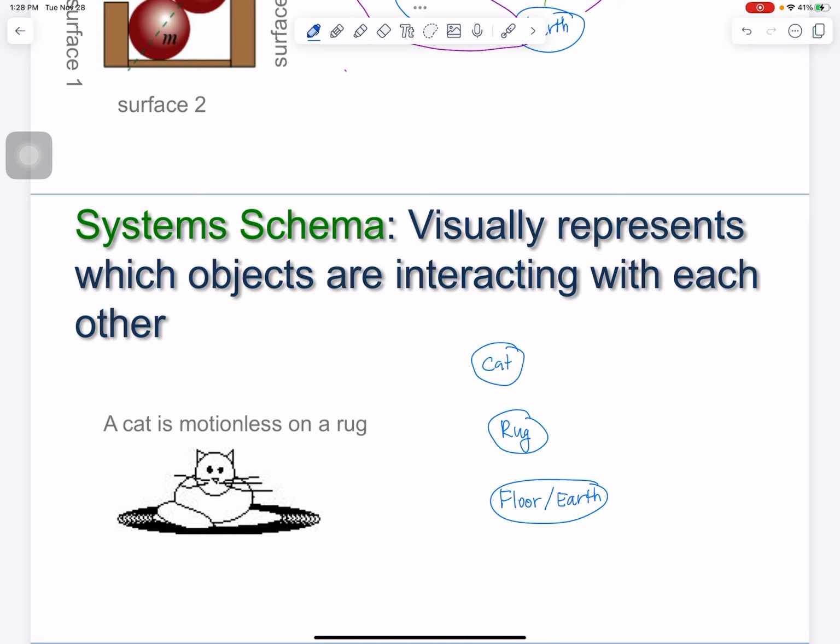So cat touching the rug, normal. Cat interacting with the earth, that's weight. And then the rug is interacting with the floor. And this is why I sometimes put them in separate bubbles. Rug also interacting with the earth, which is weight. So that's all you're going to do for the worksheet for today: create system schema.